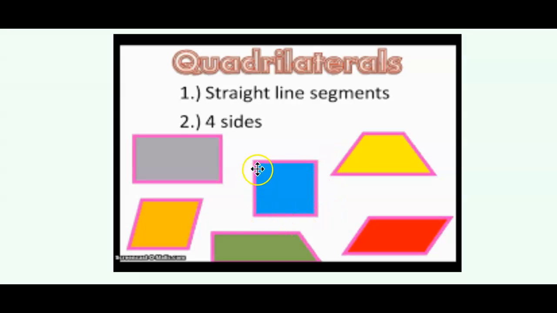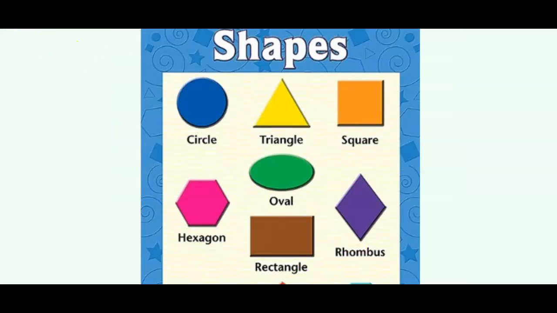Nothing is curved. Notice that they are all closed. That means the sides meet and there are no open spaces. A quadrilateral has how many sides, boys and girls? That's right, 4. How many angles does a quadrilateral have? You're right, 4. And what does quad mean? It means 4. Very good, boys and girls.